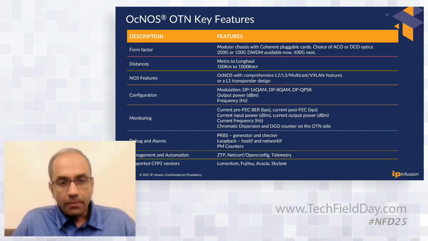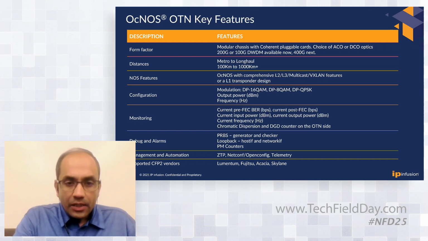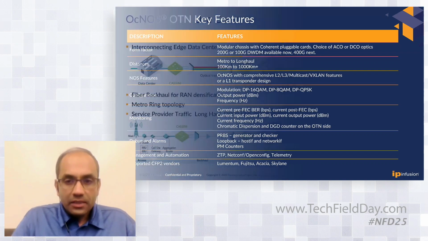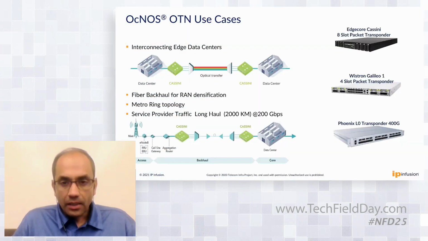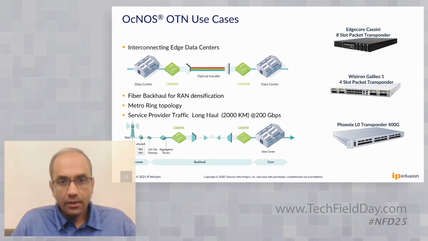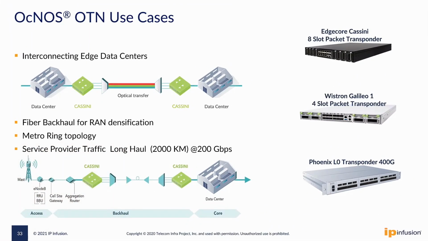And we have a set of debugging and alarm capabilities integrated into the whole system, all managed from a controller through zero-touch provisioning. So we enable this complete platform, open for multi-vendor choice. Some of the use cases we have addressed are essentially backhaul, increasing capacity to 100 and 200 gig in your backhaul network, or your long haul or metro ring topologies.